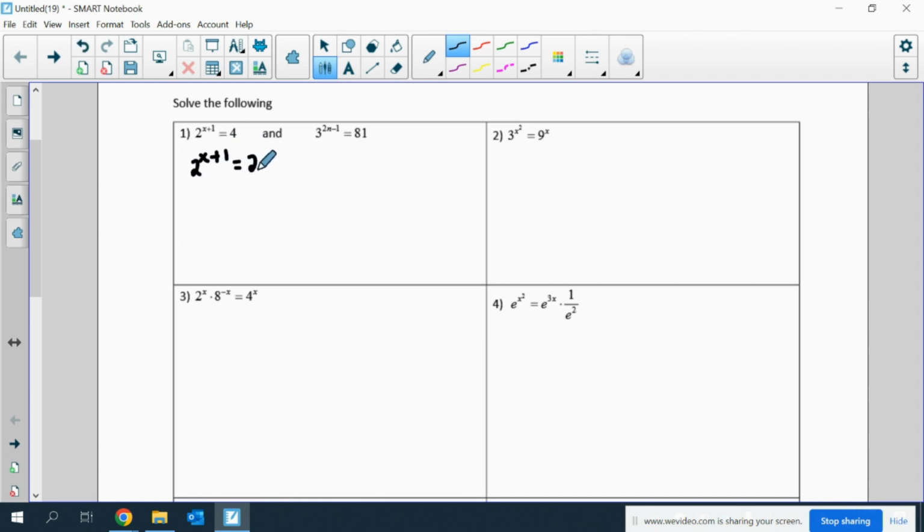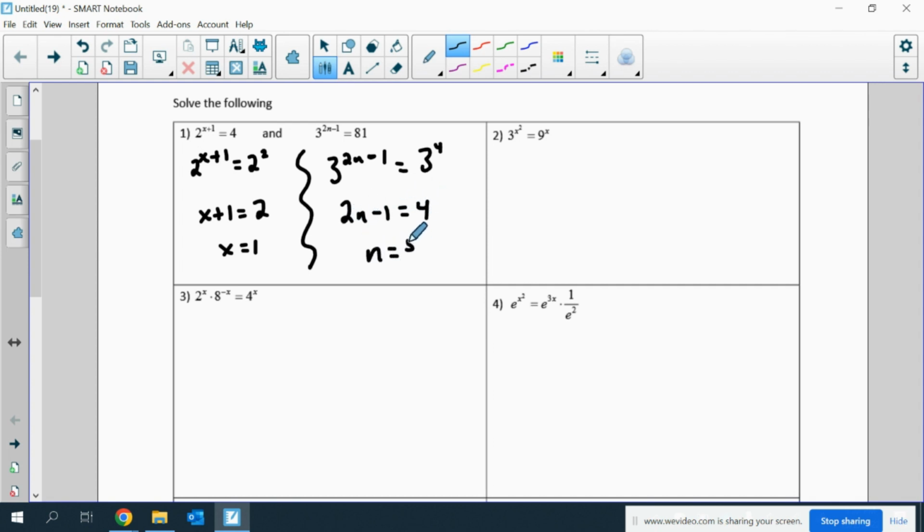I can rewrite the 4 in terms of 2's, and then I can just set the exponents equal to each other. Likewise, 3 to the 2n minus 1, sorry, equals 81. I can rewrite 81 as 3 to the 4th. Then I can set the exponents equal to each other. So n equals 5 halves.